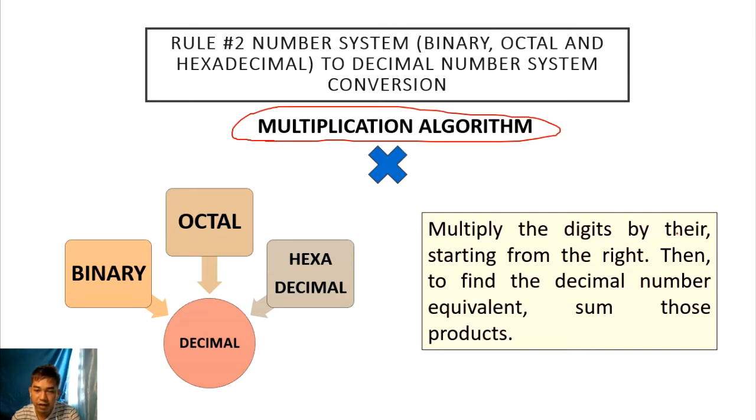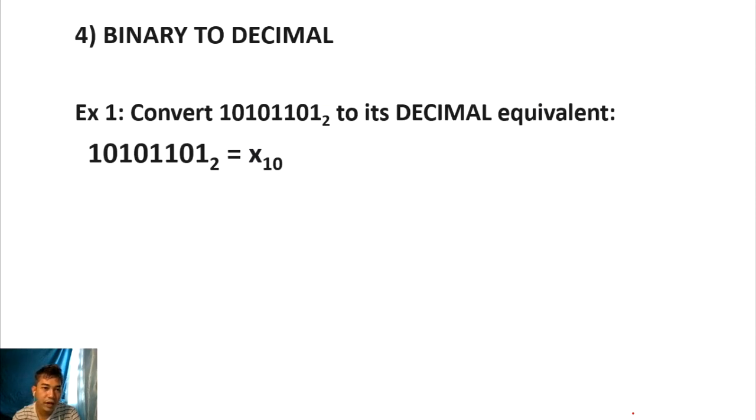Multiply the digits by their base, no? By their weights, starting from the right. Then to find the decimal number equivalent, sum those products. So we have here binary to decimal.